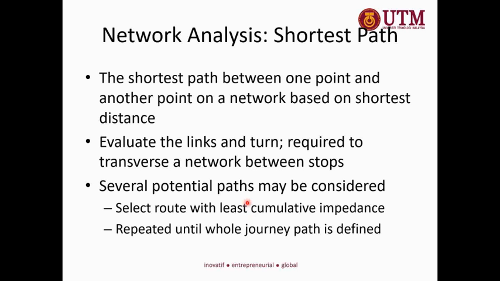So shortest path means that we're going to find the shortest distance, for example, the easier word. So the shortest path between one point and another point on a network is based on the shortest distance. It evaluates the links and turns required to traverse a network between stops. Then several potential paths may be considered. So select the route with the least cumulative impedance, and then repeat until the whole journey path is defined.